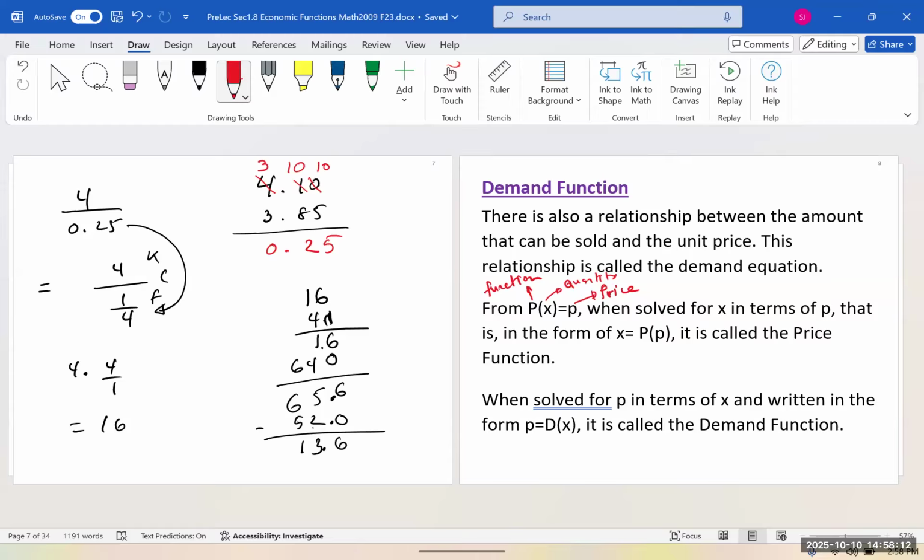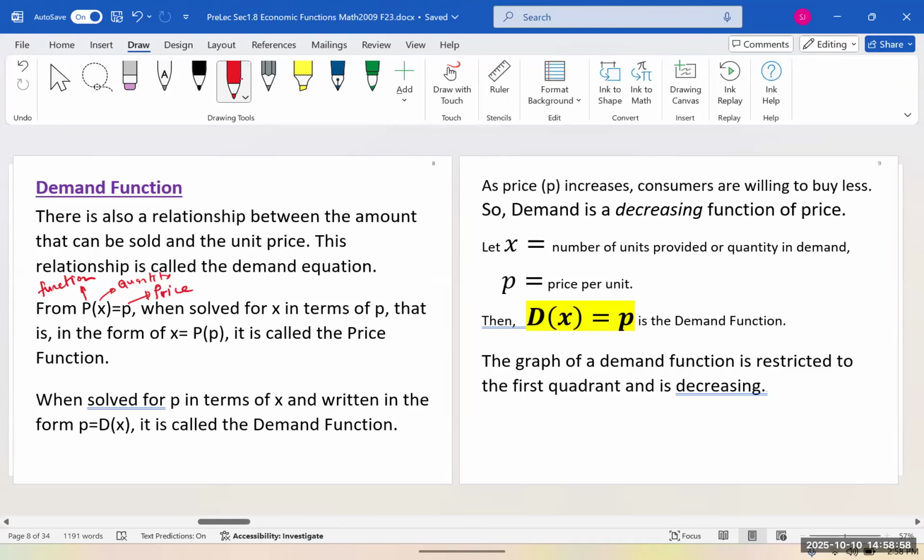So this is called the price function. The price function equals a function of the quantity, when solved for p in terms of x and written in this form. Instead of P, P of P looks weird, right? So this sounds weird, this looks weird. So we change P into D and we call this function the demand function. So demand is a function. Its independent variable is the quantity, the dependent variable is the price, or the other way around.